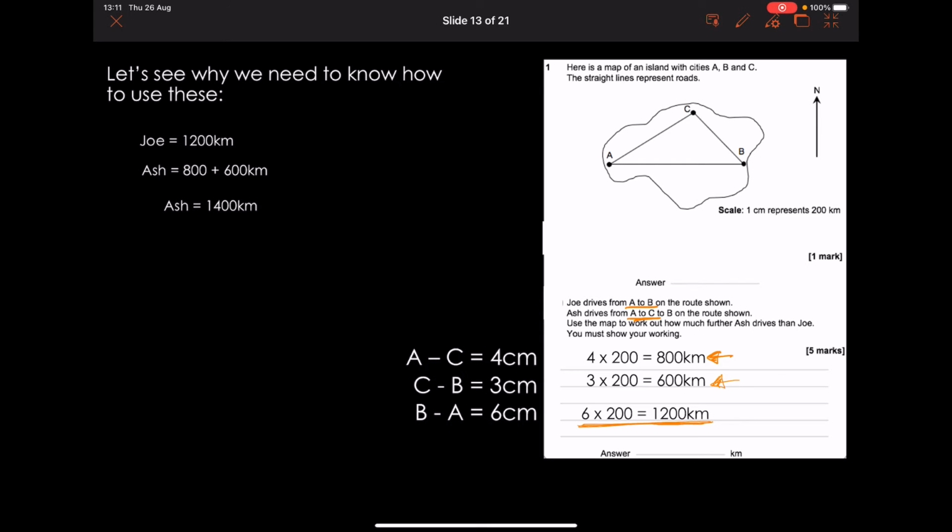It says use the map to work out how much further Ash drives than Joe. So we just need to do 1,400 take away 1,200, and we can see that the distance was 200 kilometres further. So our final answer will be 200 kilometres. Okay, so hopefully that's not too difficult for you. We tend to just multiply the amount of centimetres by this number here. Sometimes it might be a little bit trickier than that, but that's the general concept.